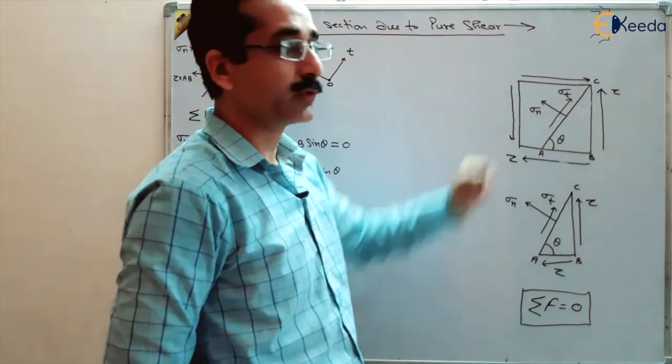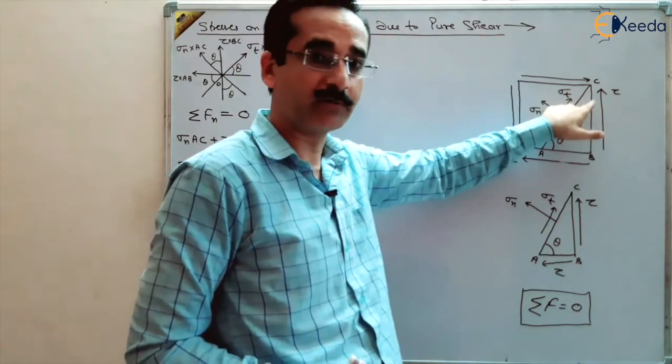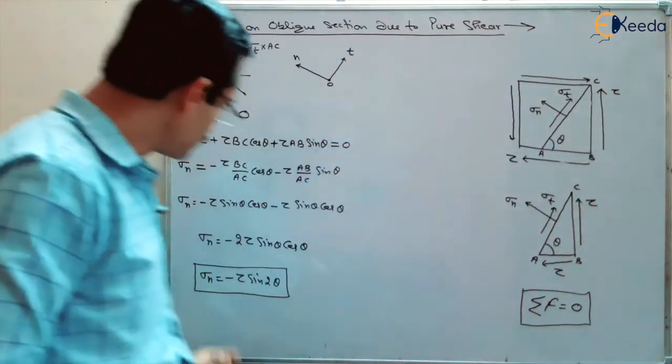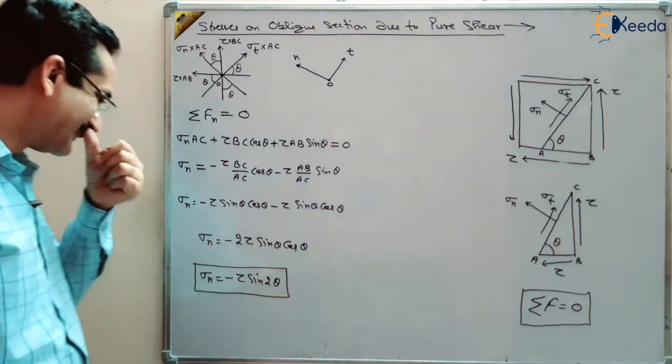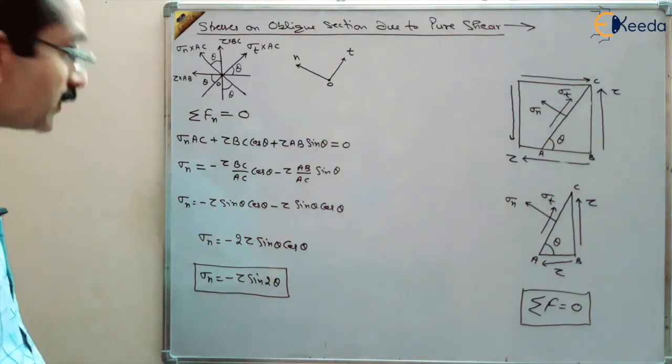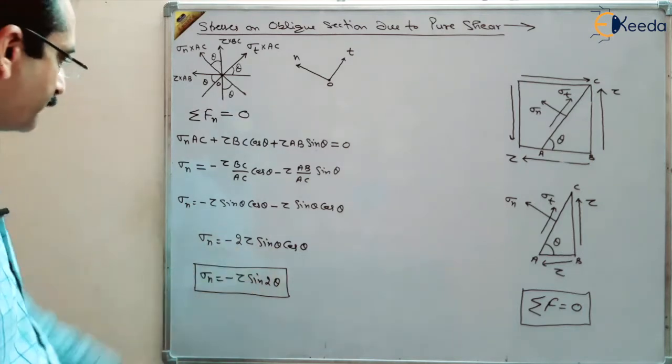We have taken theta with the horizontal. If we had taken theta with the vertical, then it would come as cos 2 theta. But now it is coming as sine 2 theta, right? So we have taken it with the horizontal, so sine 2 theta.